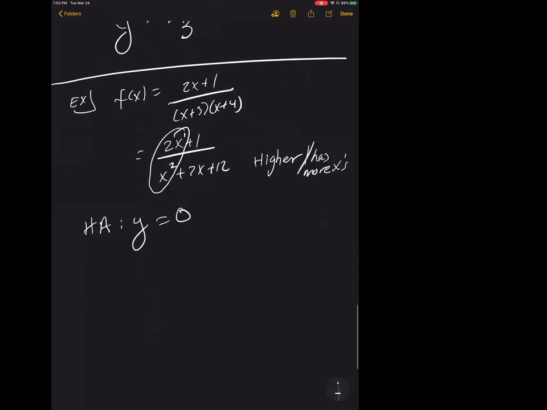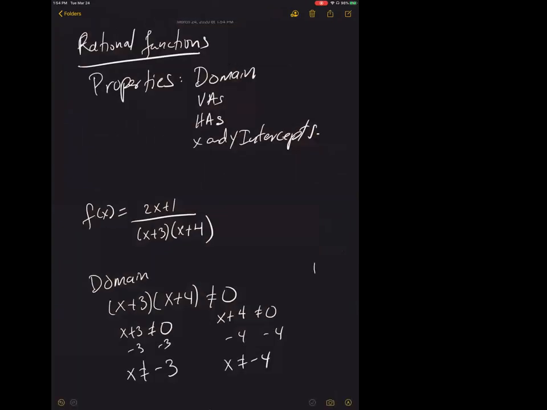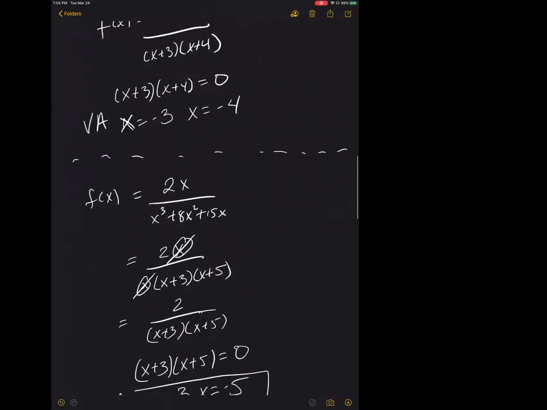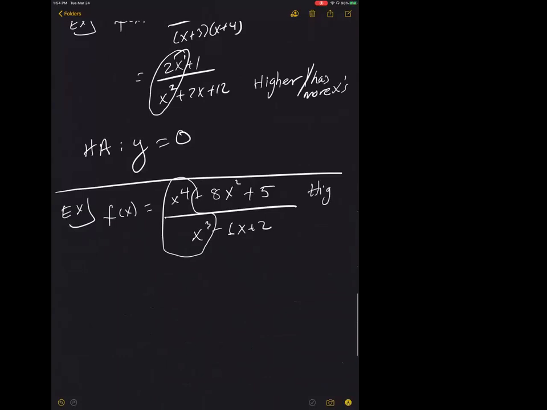Similarly, if I had the same case but in reverse, the numerator having more power, f of x is equal to, say, x to the 4th minus 8x squared plus 5 divided by x cubed minus 6x plus 2. Whenever you have the numerator being larger, x to the 4th is up here, what happens? Whenever the numerator is higher, the answer is the horizontal asymptote. There is none. This is always the answer. There is no horizontal asymptote.